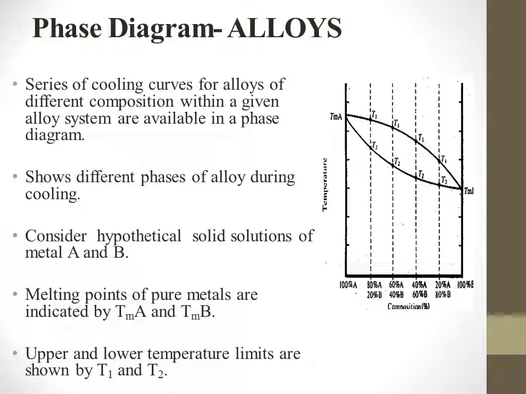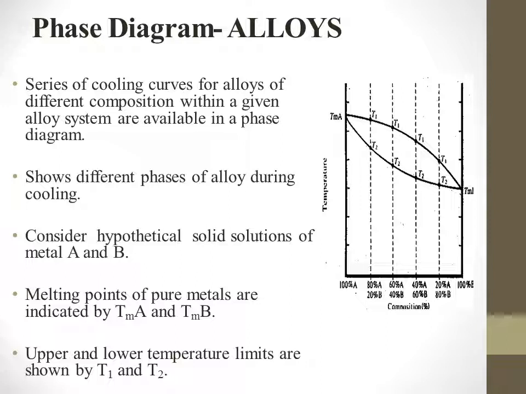So basically from this graph we can determine at which temperature the specific composition at the different temperatures. Melting points of pure metals are indicated by TMA and TMB. As you can see, the melting point of A is definitely higher than the melting point of B, and upper and lower temperature limits are shown by T1 and T2.